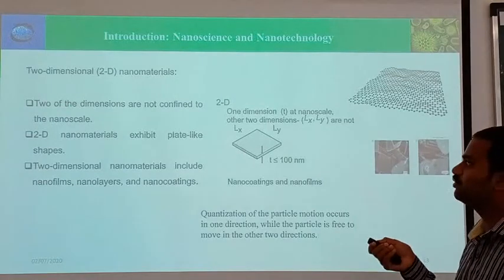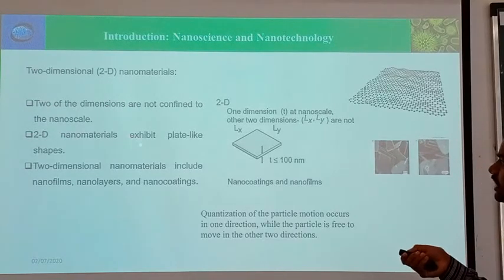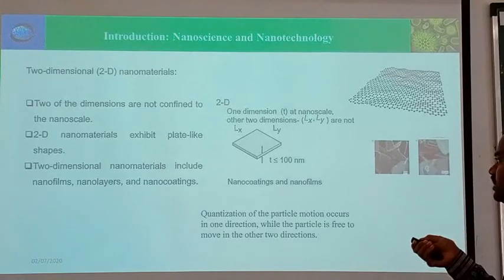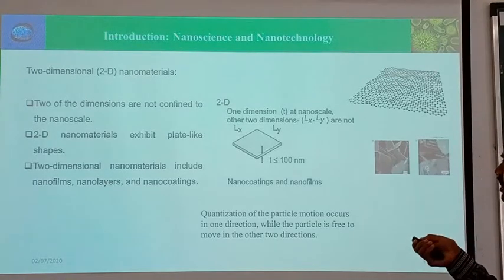Now what happens with two-dimensional materials? If you consider two dimensions, they are not confined to the nanometric scale. So 2D nanomaterials exhibit a plate-like structure. Here only the thickness is in the range of nanometers, very small and negligible. The other two dimensions are present here, that's why it's called two-dimensional.